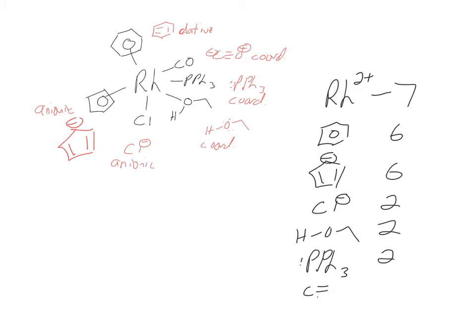Carbon monoxide is also 2. So add all these up, what do we get? Some weird number. We get, let's see, 27. Is it 27? 12, 14, 16, 18, 20, 27. Right, 27. So that would be the electron count: rhodium-2 with 27 electrons around it. Probably not a real complex, but there you go.